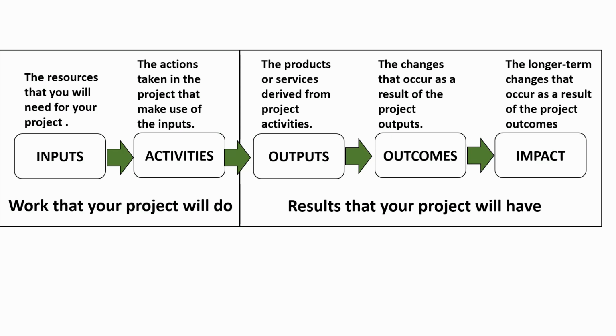Then we move on. If you produce your outputs, then you will have outcomes. These are the changes that occur as a result of the project outputs. So remember the difference here. An output is a good or service that you provide, but the outcome is change that results from providing that good or service. That's the difference between an output and an outcome.